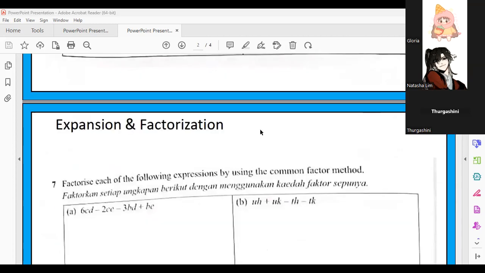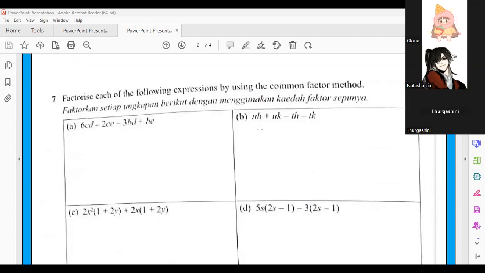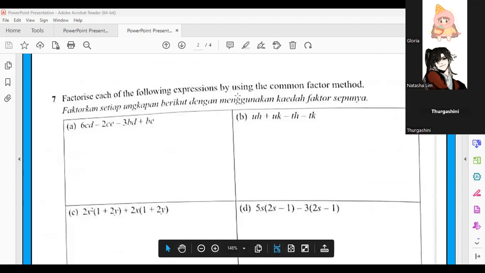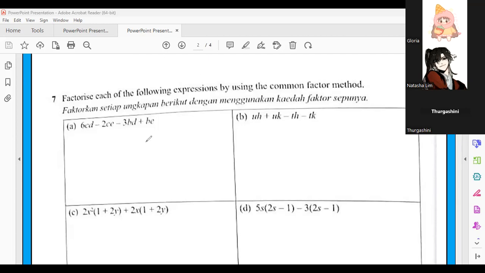Now let's move on. So over here, girls, it's not that difficult. Factorize each following expression by using the common factor method. Again, it's not complicated here. It's just that they're asking you to open your eyes and look for something that is common. What is common? I have C, D, I have C, E, I have B, D, I have B, E. Is this E or C? I myself cannot see.